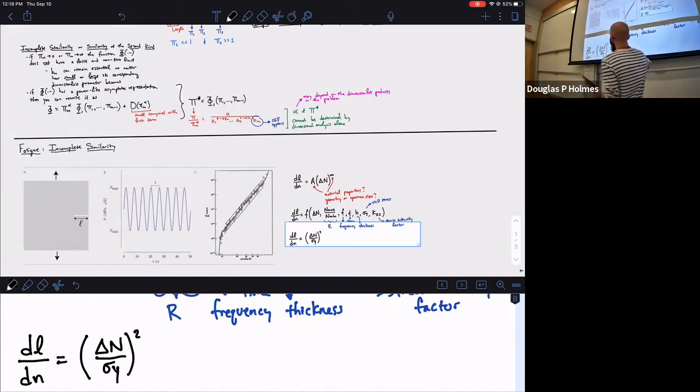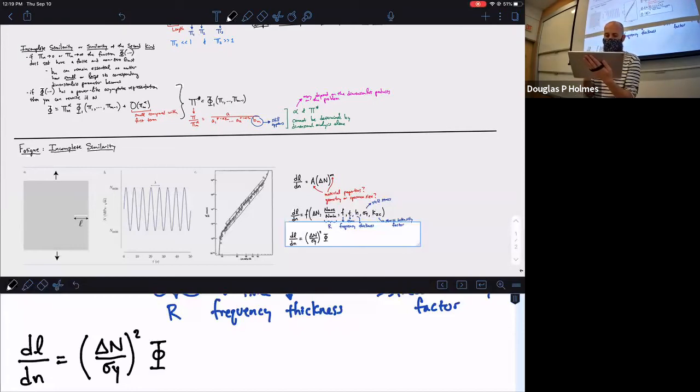So recall that delta K has the units of stress times the square root of length. Yield stress has the units of stress. So stress over stress cancels out, and you're left with square root of length. Squared gives you a length. And this is length per cycle. And delta K is really the applied stress intensity factor per cycle. So you end up with length per cycle.